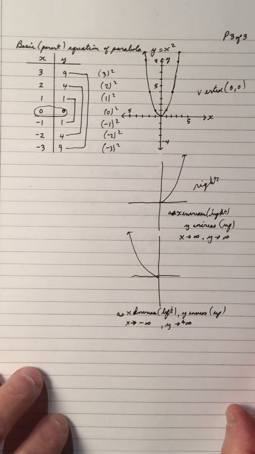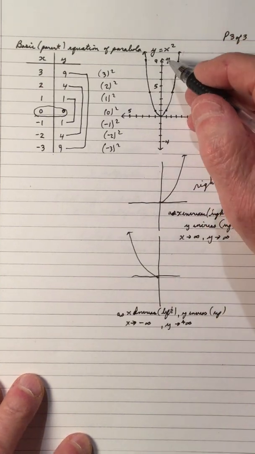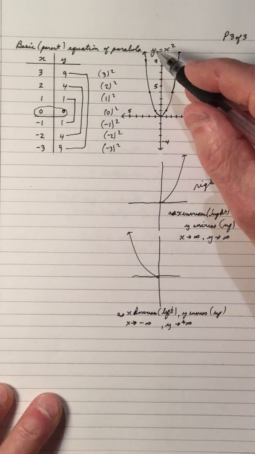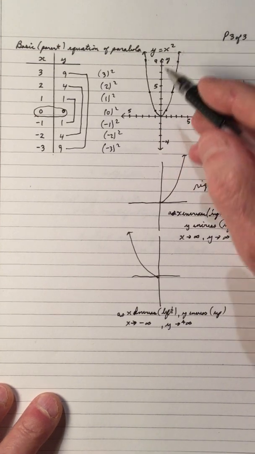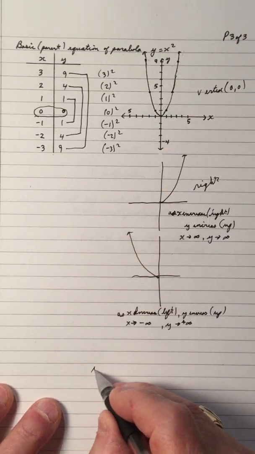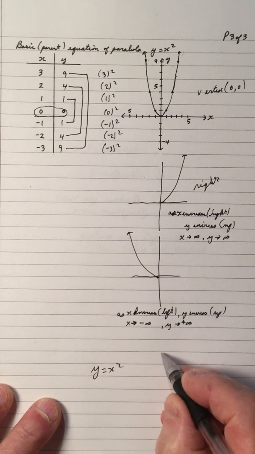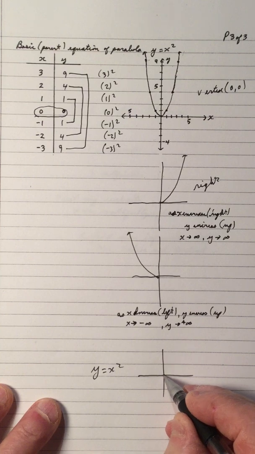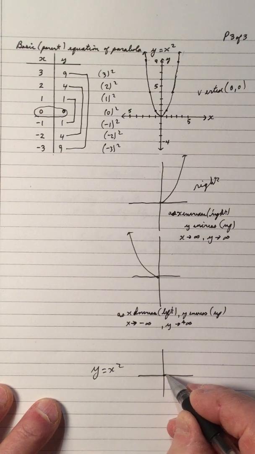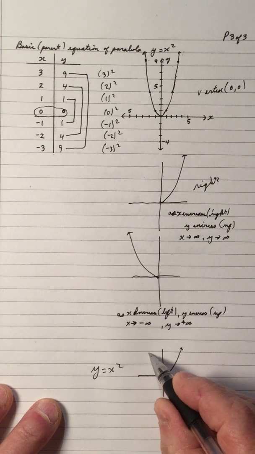And that brings us to the end of the first. I wanted to do a video on a basic equation of a parabola. And the basic equation of a parabola is y equals x squared. And very quickly, the vertex of this is 0, 0, and as you go to the right, it goes up. As you go to the left, it goes up.